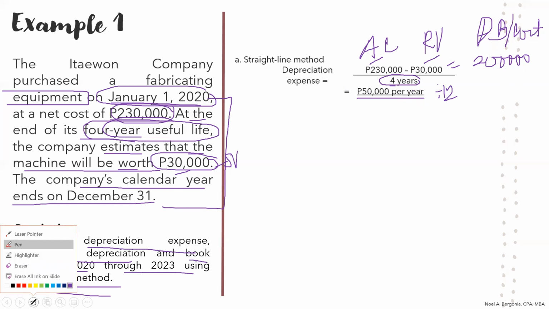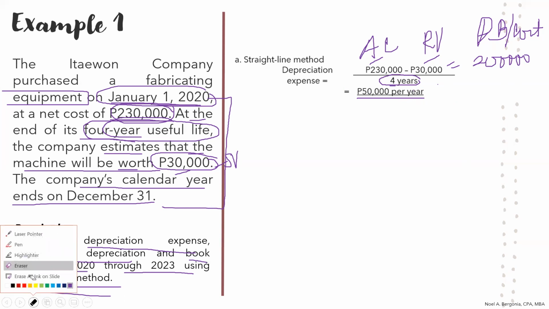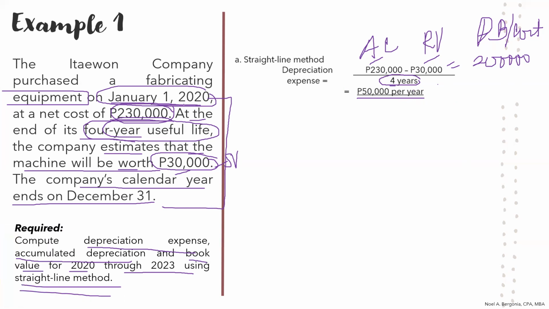Now, what will be our depreciation entry? Okay? So your entry, no? Actually, pare-parehas yan every year from 2020 up to, kailan yung huling taon? 2023. Okay? So ito yung magiging entry mo from 2020 up to 2023. Pare-parehas lang ng entry ha. You will be recording this every December 31 of the year.